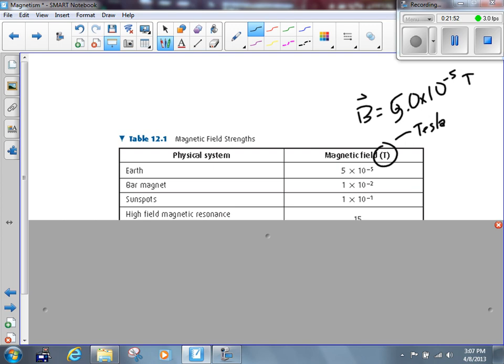1, 2, about a quarter of the class here. An MRI. I had one on my knee once.